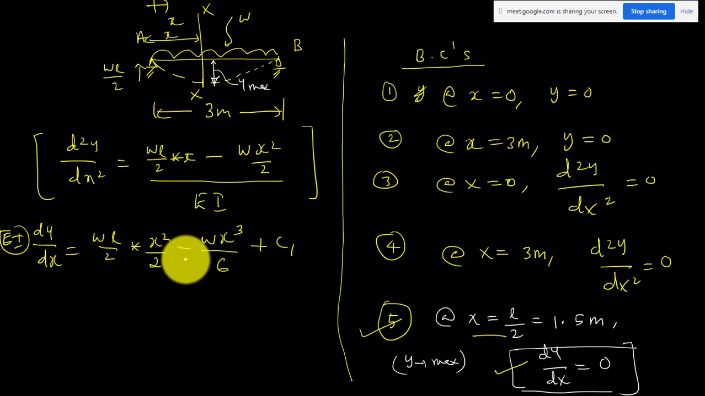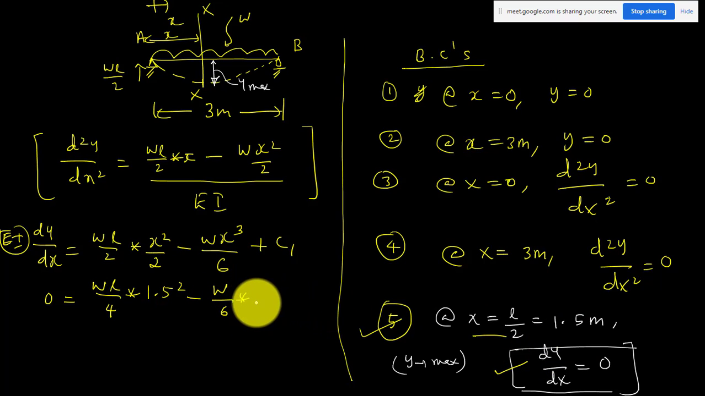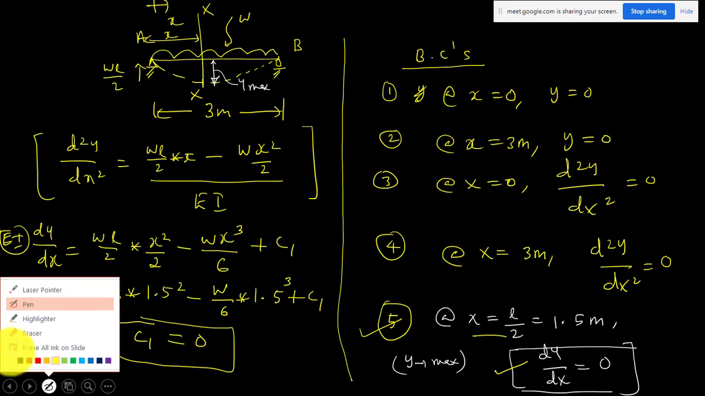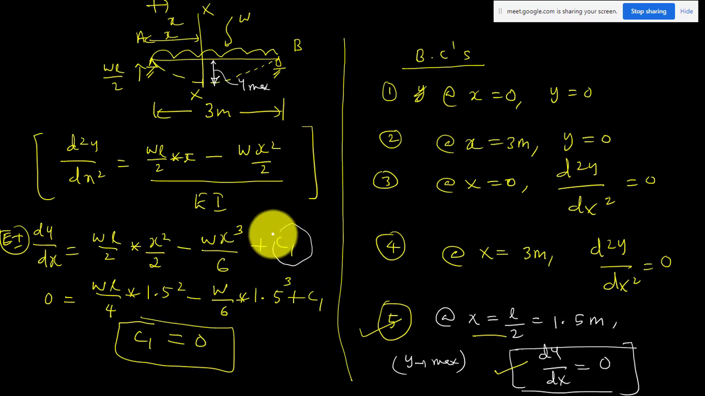So I can use this equation and I can apply this boundary condition, x equal to 1.5, dy by dx is 0. So 0 equal to wL by 4 into 1.5 square minus w by 6 into 1.5 cube, plus c1. If you solve this equation, you can get the value of c1. So you can use this boundary condition in the dy by dx equation because I have a constant of integration c1, and to solve that constant of integration I can use this boundary condition.